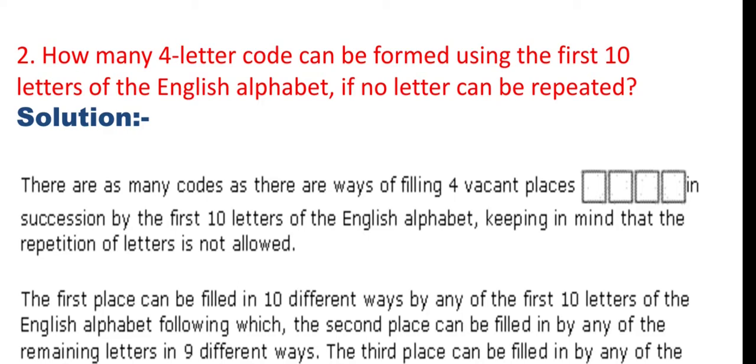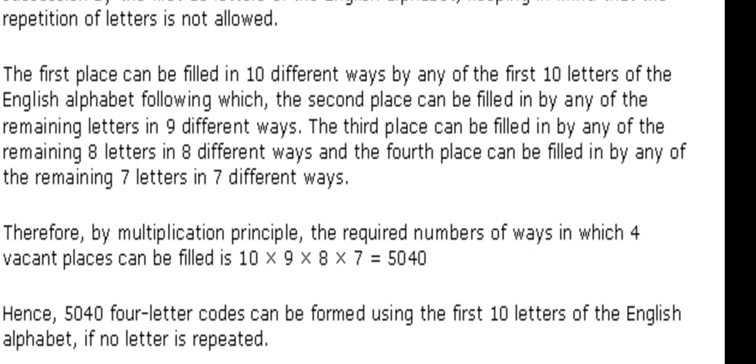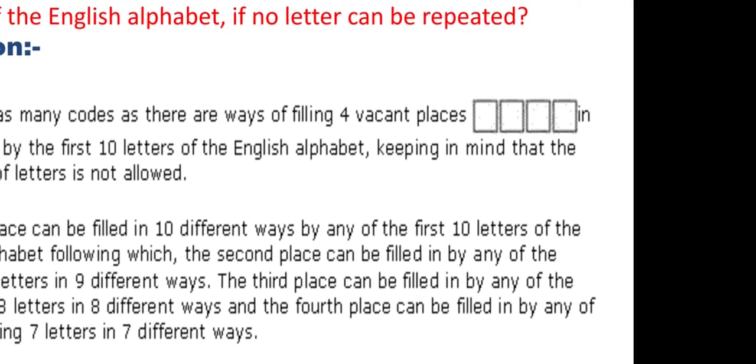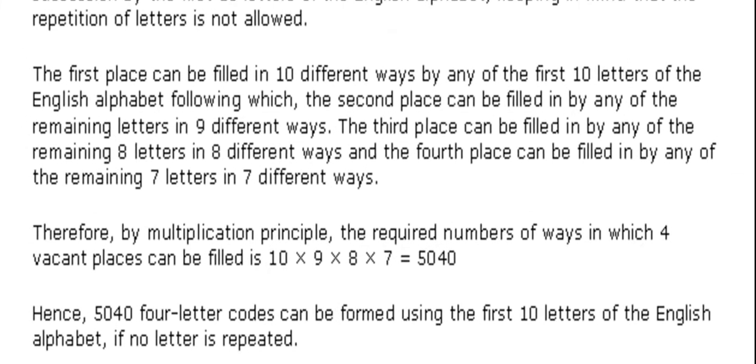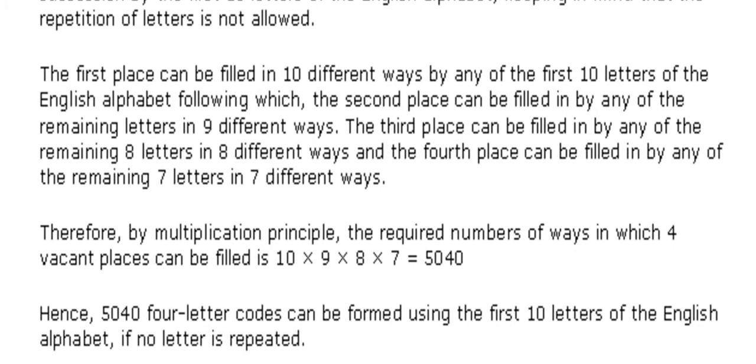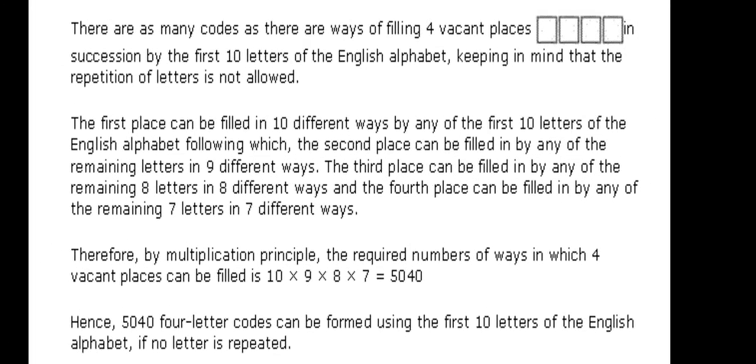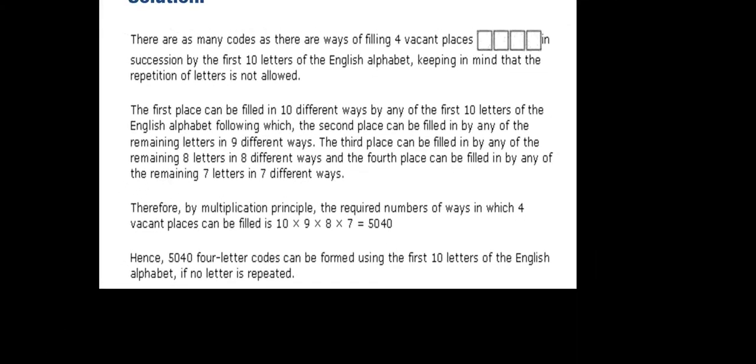Now when we put one letter in the first position, that is occupied, so one letter is less. Now out of 9 letters, the second place can be filled in 9 ways. Similarly, the third place can be filled in 8 ways, and the fourth place in 7 ways. So the total number of ways will be 10 into 9 into 8 into 7, and the answer is 5040, the number of 4-letter codes of the first 10 letters if there is no repetition.